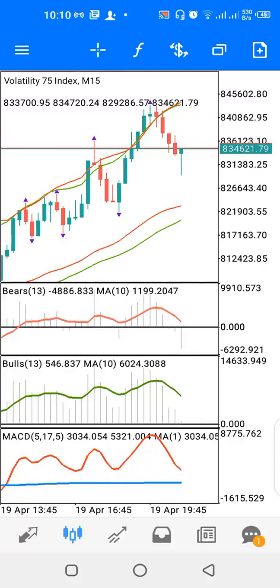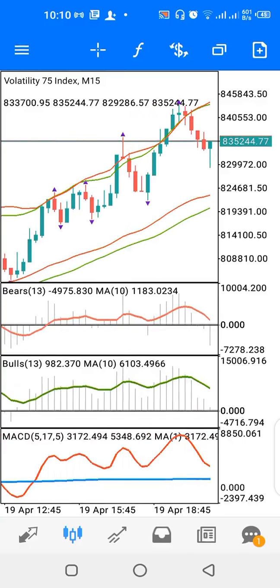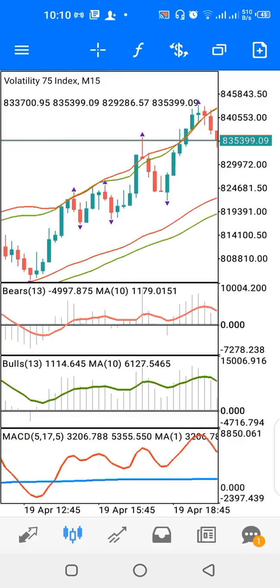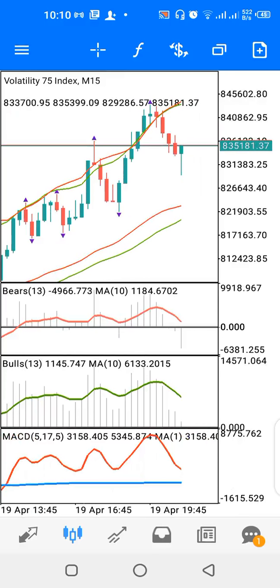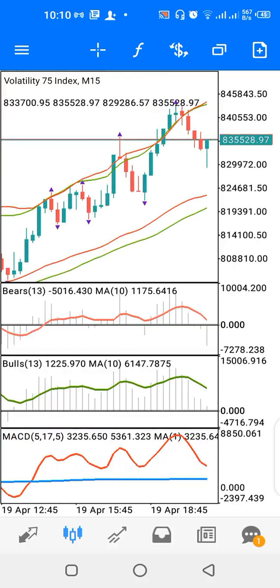Today we'll be looking at a strategy you can use to trade volatility 75 index on 15 minutes time frame. I have V75 on the window, 15 minutes time frame, and the window is divided into four places.